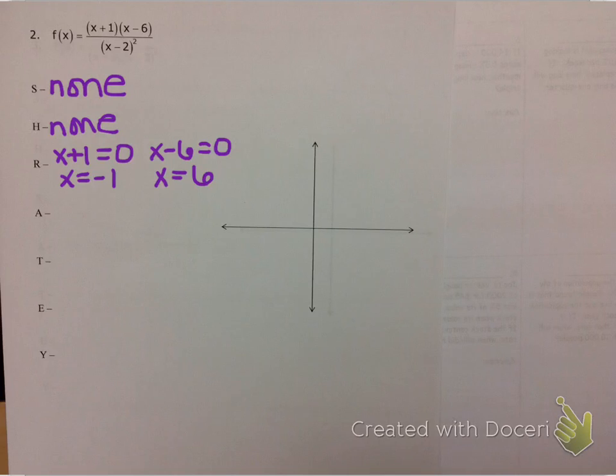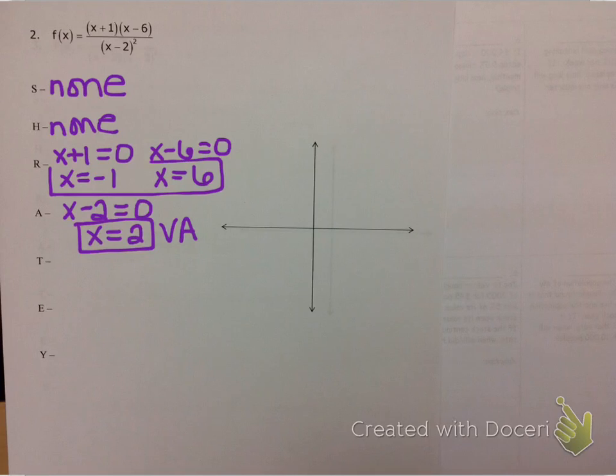And then I take my denominator, which is x minus 2. I can include the squared, but it's not going to change anything. And I set it equal to 0. And so I'm going to have a vertical asymptote at x equals 2, and that one's got to be written as an equation. Okay? Now this time, I do have a squared factor in the denominator. Okay? I have x minus 2 being squared in the denominator.